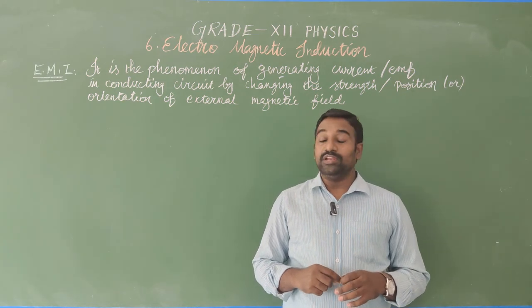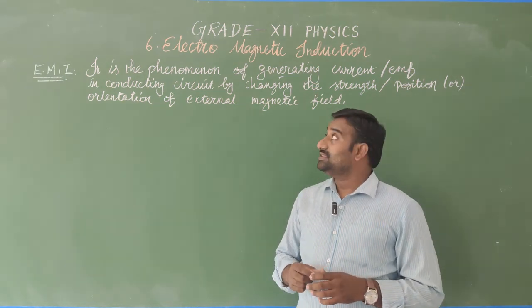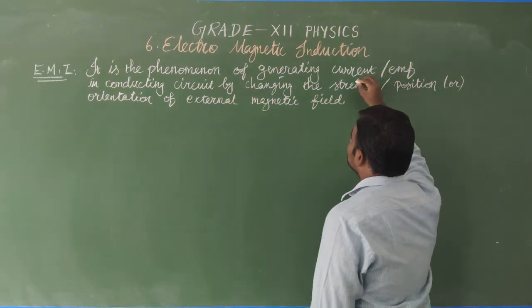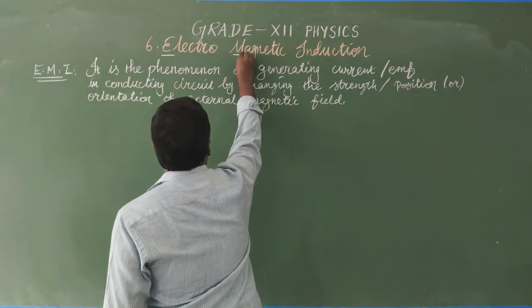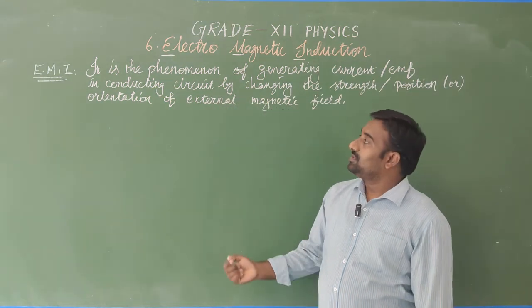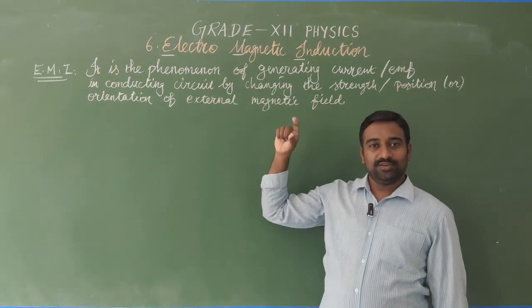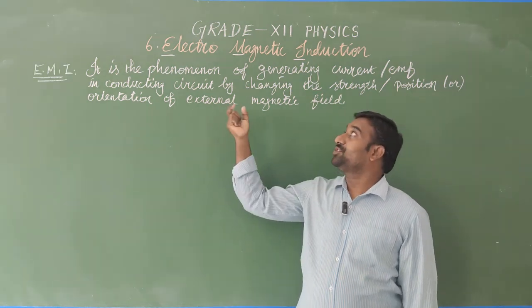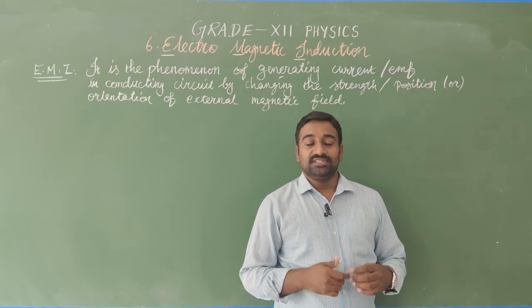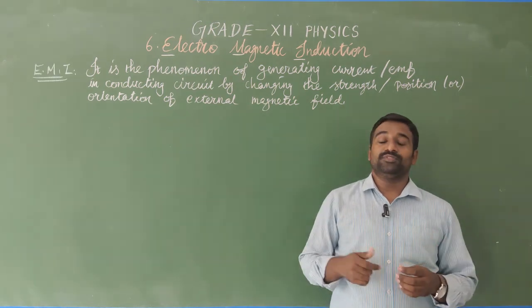Now we are going to the new lesson, chapter 6, electromagnetic induction, that is EMI. Okay, this is not equated monthly installment. That is totally different. This is electromagnetic induction, because our life is not possible to imagine without electricity.